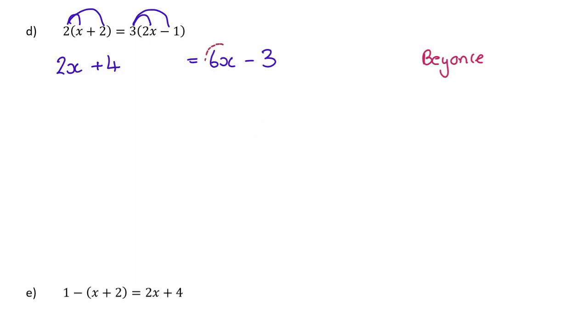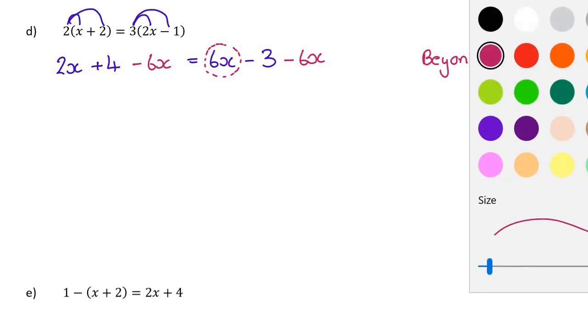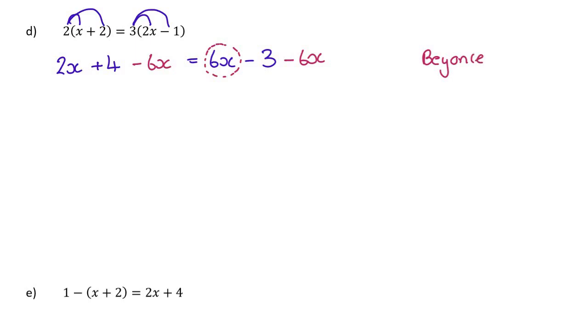So this 6x is not in the place that I wanted, so how do I get rid of it? I'm going to minus 6x. But what you do to one side, you do to the other side. So now I'm just going to collect up like terms. So 2x take away 6x is minus 4x. Plus 4 is still there. Now 6x take away 6x disappears, which is what I wanted.